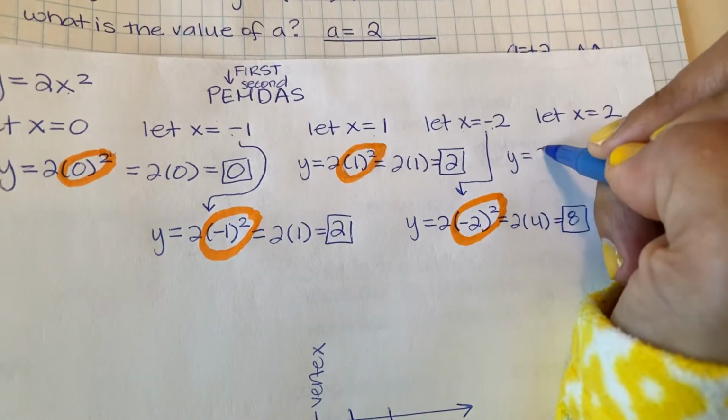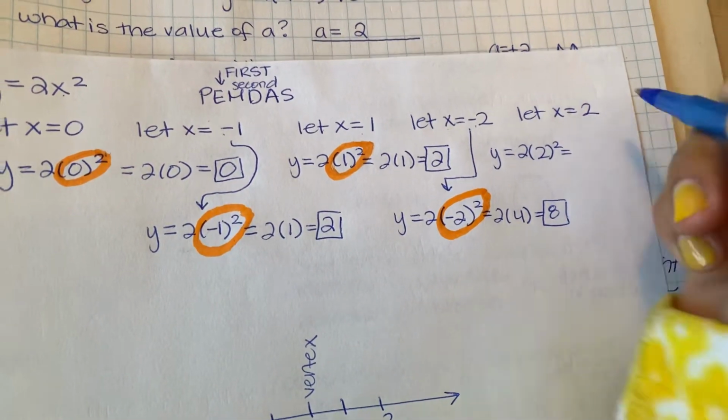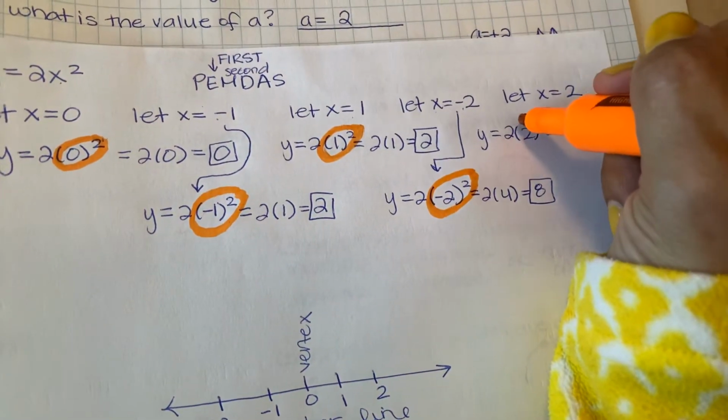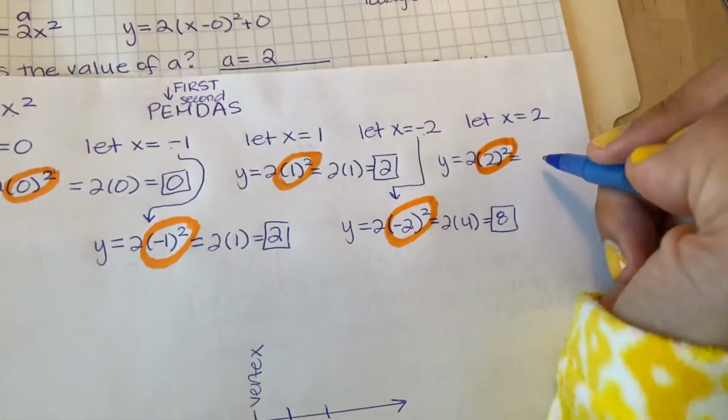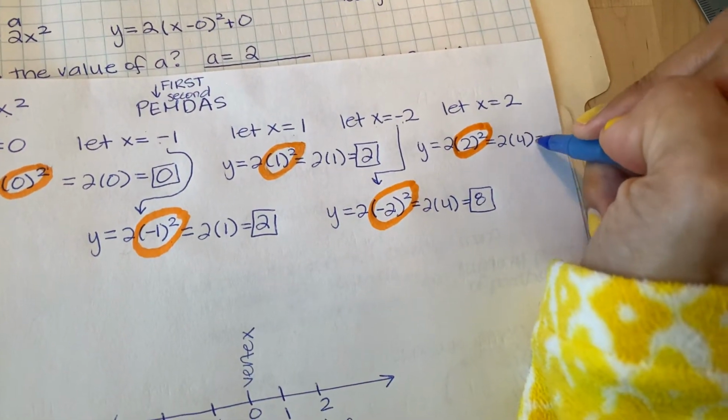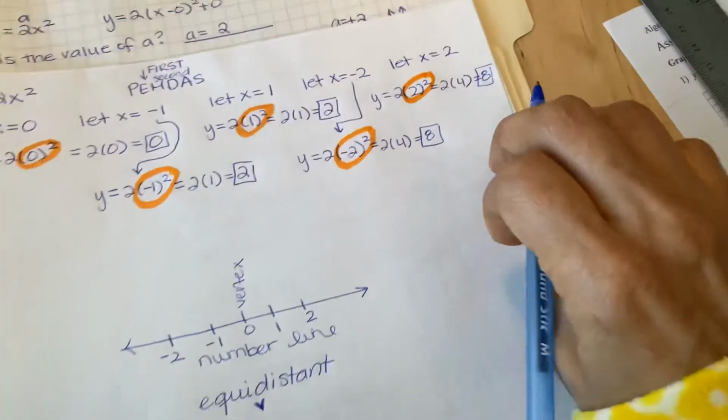All right, so now let's throw in positive 2. So y is equal to 2 times 2 squared. Again, order of operations, you first square. And 2 squared is 4, and so I get 8.